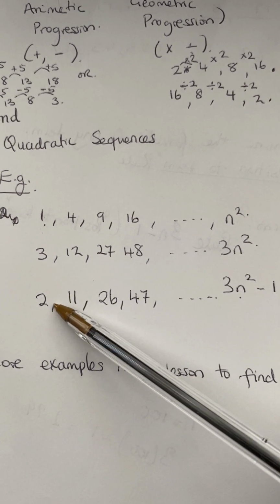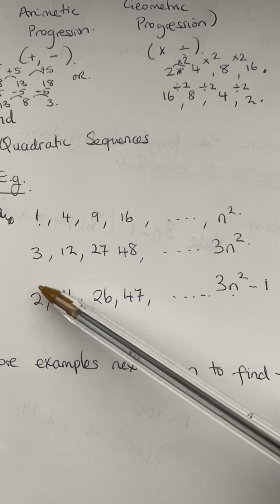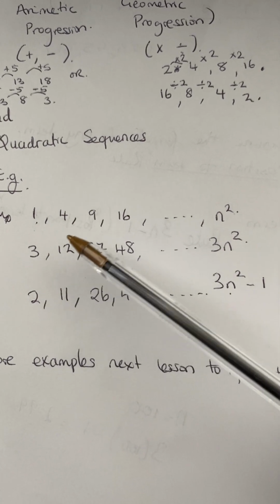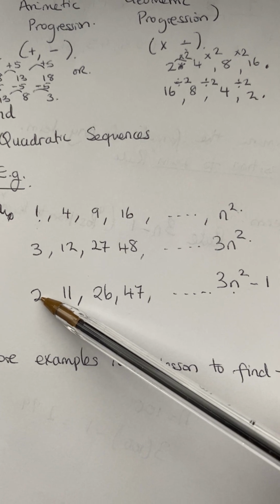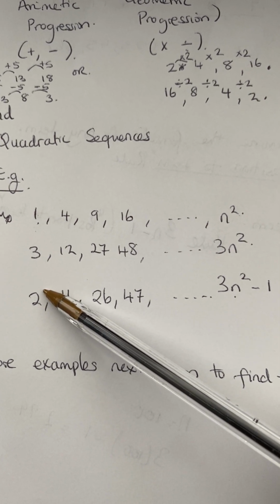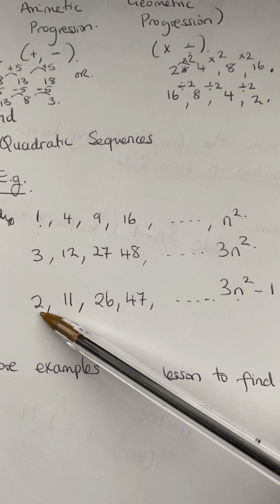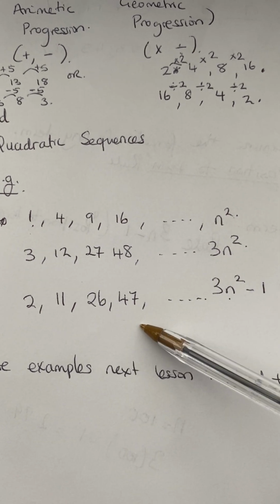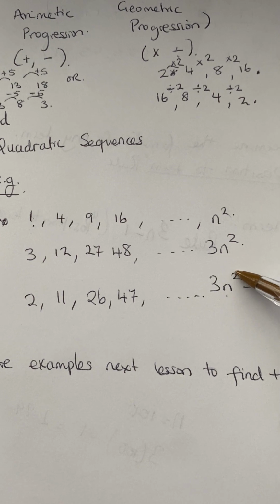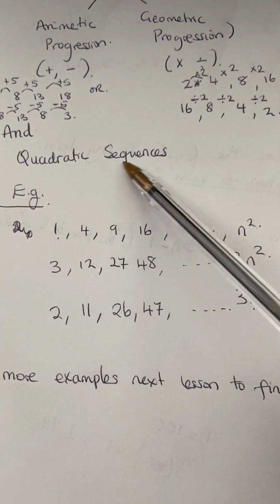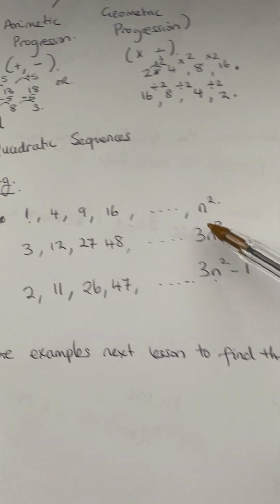Okay, now if I take away 1, it becomes 3n squared minus 1. So 3 minus 1 is 2. 12 minus 1 is 11. So if n is 1, 1 squared is 1, times 3 is 3, minus 1 is 2. Okay, you can try it for the rest. It's 3n squared. So anytime you have n to the power 2, that will be a quadratic sequence. So in our next lesson, we will use it to find the rule.